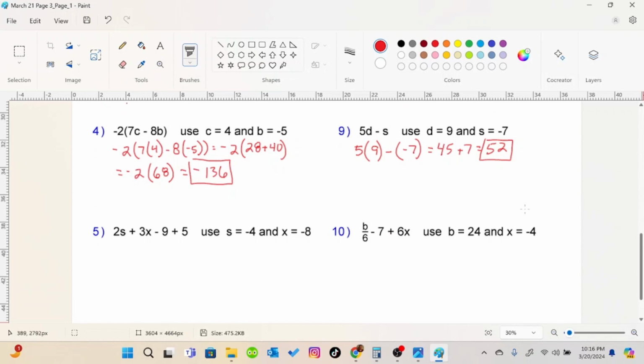Number 5. S equals -4 and X equals -8. 2 times -4 is -8, and 3 times -8 is -24. -8 minus 24 is -32. -32 minus 9 is -41. And -41 plus 5 is -36. Final answer.